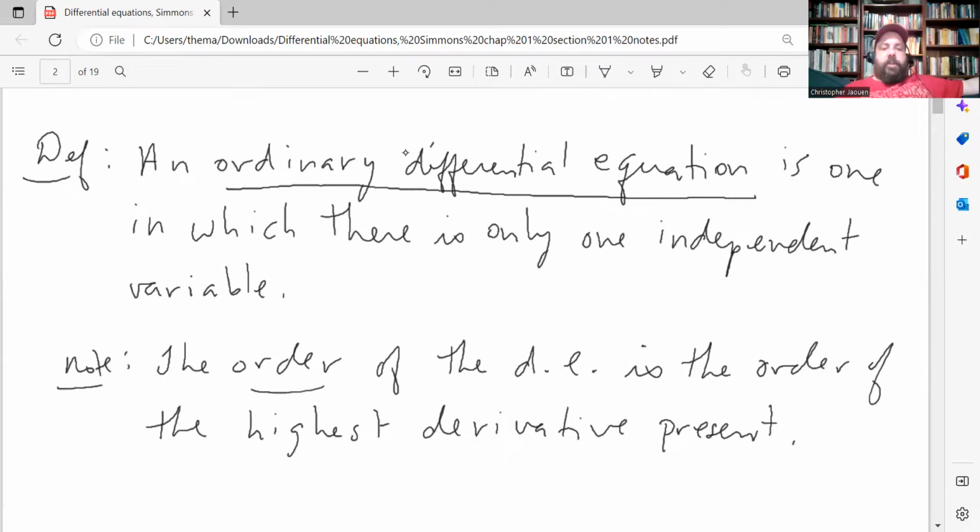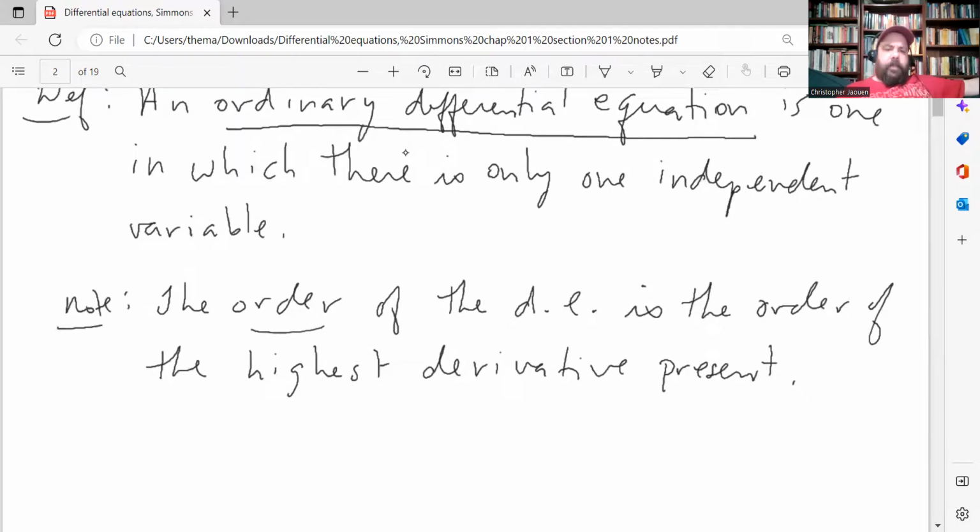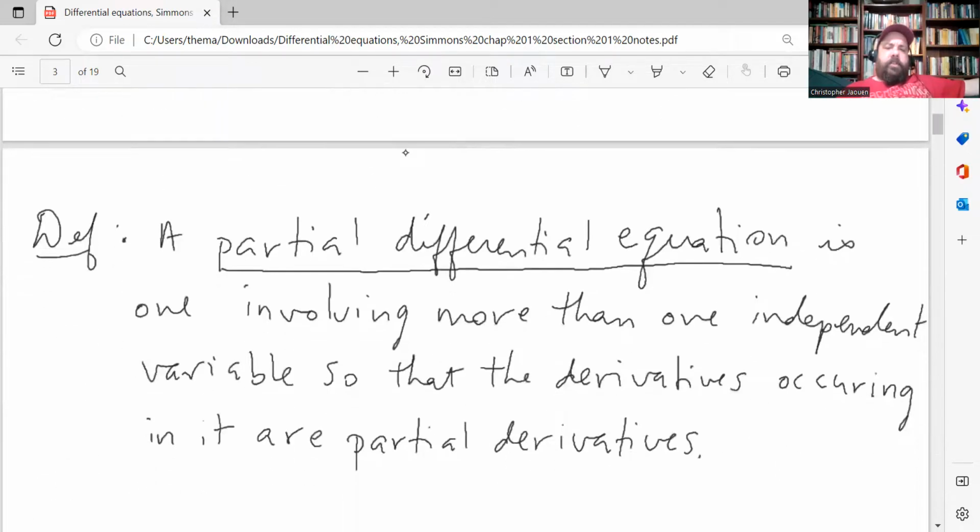Generally, the higher the order of the differential equation, the more difficult it is to solve in a general sense. It's not always the case, but the other type of differential equation, for which I'm going to use a whole other book, is partial differential equations, which we'll do in a separate series later on after I finish this first semester. A partial differential equation is one involving more than one independent variable, so that the derivatives occurring in it are partial derivatives. Okay, so those are the definitions.